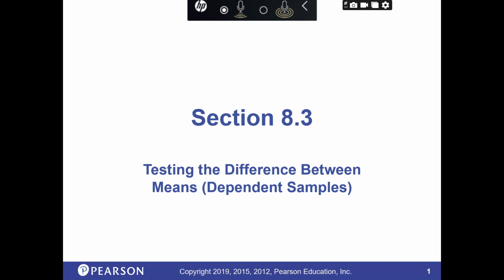All right, last two problems, last two sections here. So 8.3, we're going to test things that are dependent now. That means it's one of two things. One is that people are matched up with each other, or more commonly, it's the same person being tested twice. So we call them dependent samples.